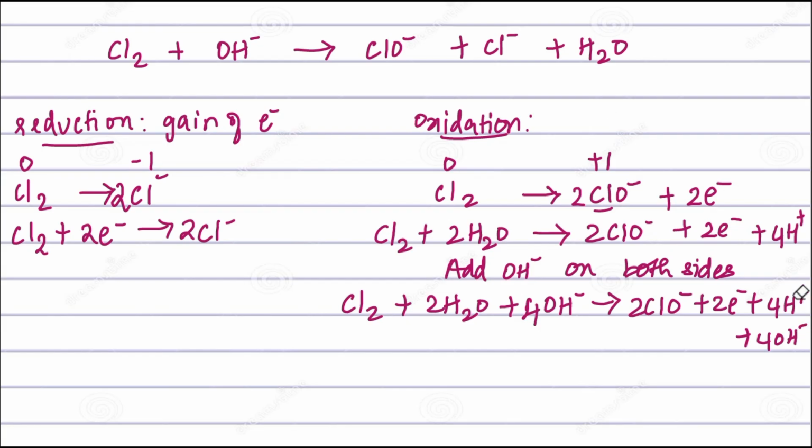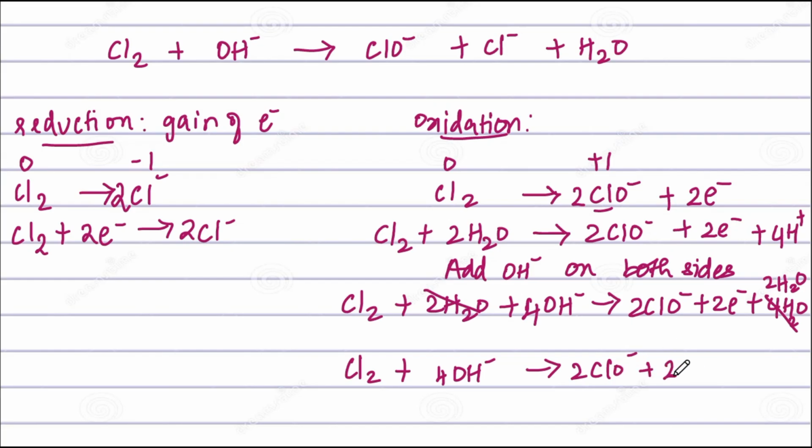Now we know that H plus and OH minus together will make a water molecule. So here you are having 4H2O. Therefore you can cancel 2H2O and 4H2O. So remaining you will be having 2H2O. So the final oxidation half reaction is Cl2 plus 4OH minus gives 2 ClO minus plus 2H2O plus 2 electrons.